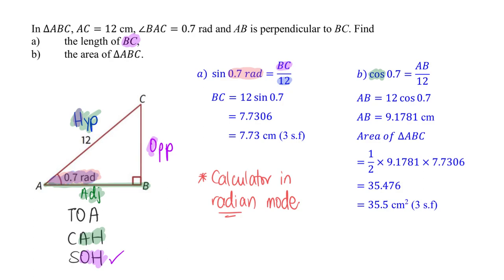And again, do ensure that this is in radian mode. Please make sure that your calculator is still in radian mode, as that may affect your answers or your values of AB. And once I know my AB as 9.1781, then I will be able to tap on my half times base times height. Half times base times height gives me a final answer of 35.5 cm squared, rounded off to 3 significant figures.